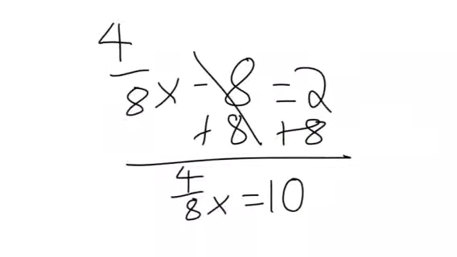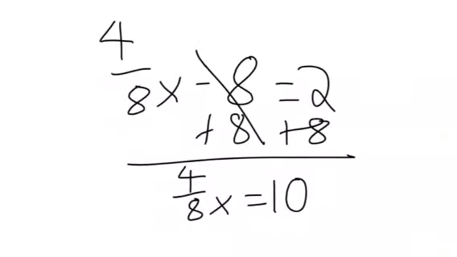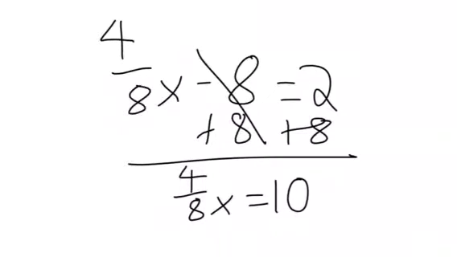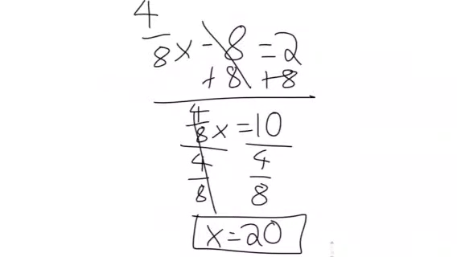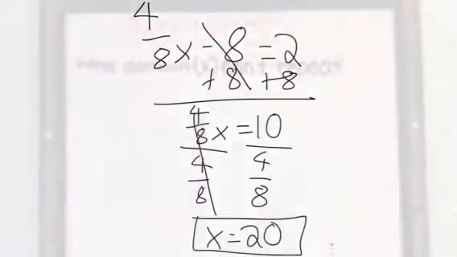We must use the inverse operation of multiplication and divide by 4/8 in order to isolate the variable, and do the same thing with 10. Once x is by itself, we must do the same to 10 and divide by 4/8, and then we find the value of x, which in this case is 20.